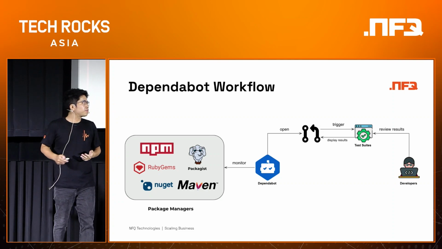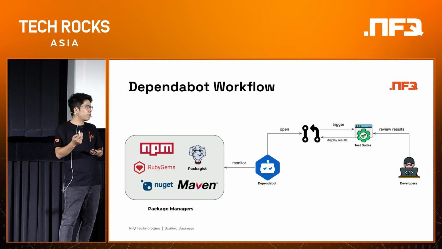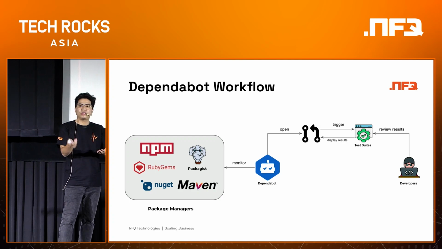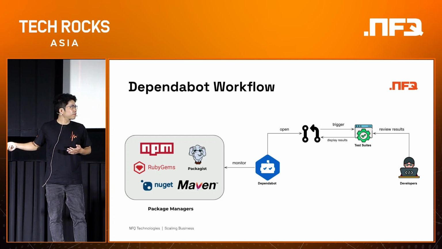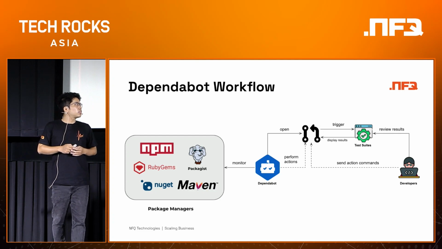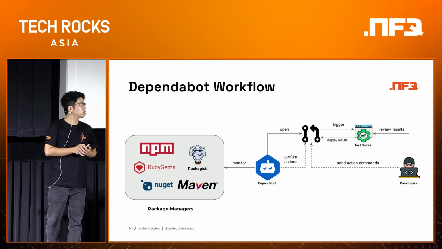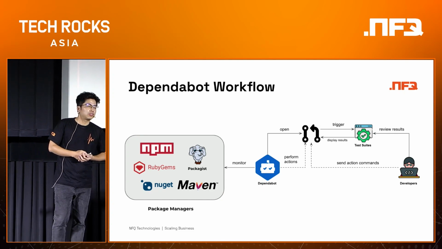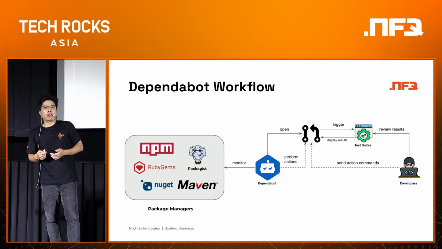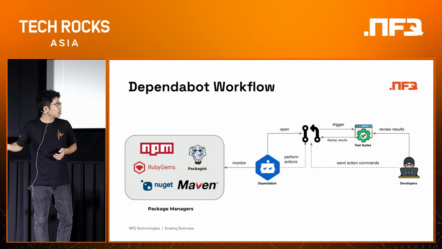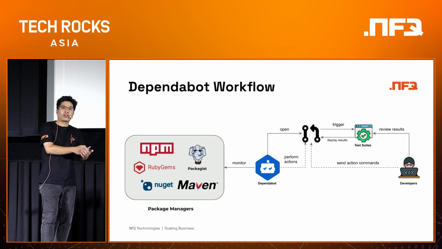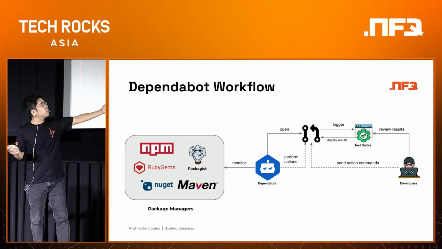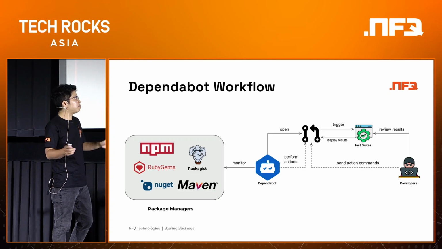And as the engineer, you will monitor the results, review the results, and then make the decision if you can merge the pull request into your master branch. You can also send some action commands to Dependabot. For example, you can send the rebase command to ask Dependabot to get an update from the master branch. And then Dependabot will perform the action according to your request. So here's the full workflow, a very simple one.